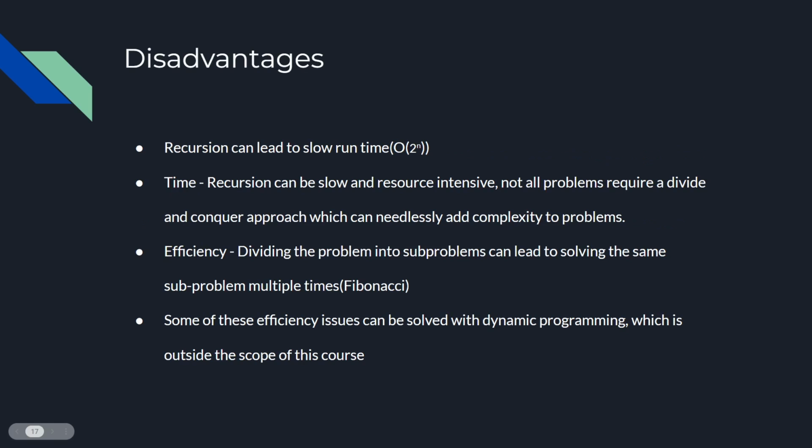Now, there are also disadvantages to using divide and conquer. Recursion can lead to slow runtimes, as you have to compute different subtasks over and over, and the repeated recursive calls can lead to problems down the line, such as overflow. Another issue is time, as recursion can be slow and resource intensive, and not all problems actually require a divide and conquer approach, which can slow down your algorithm significantly.